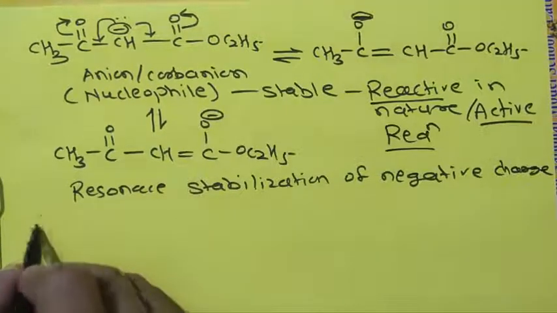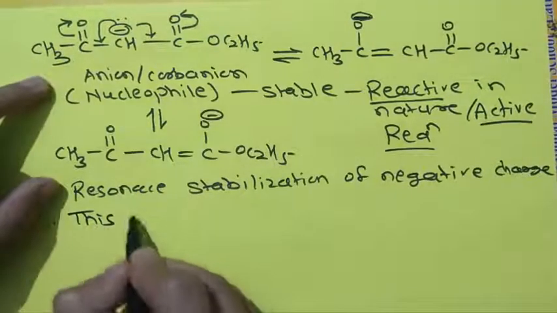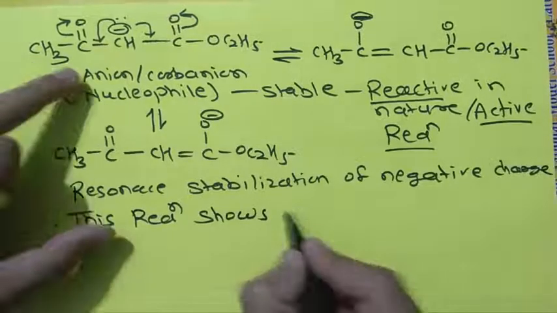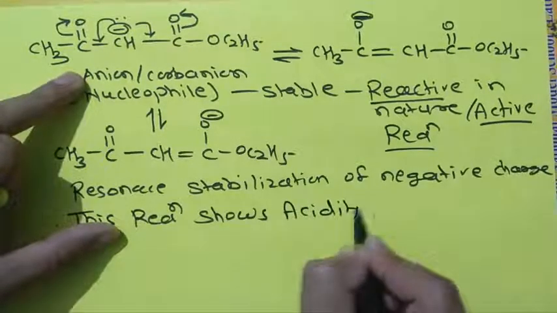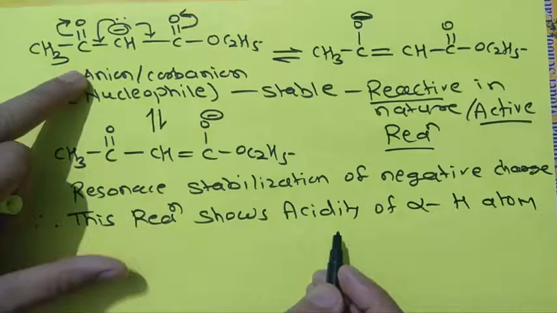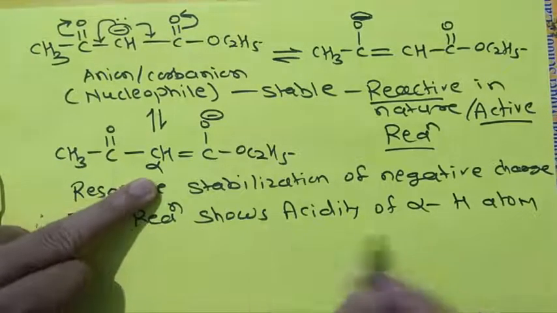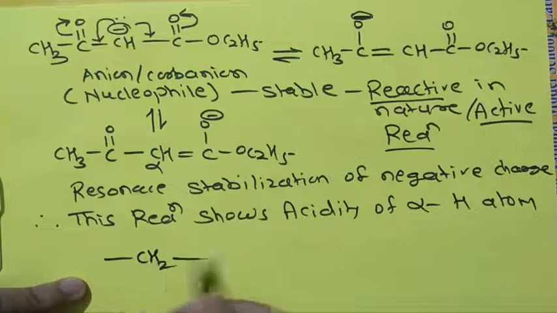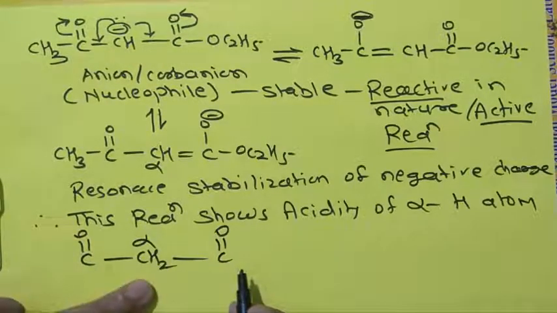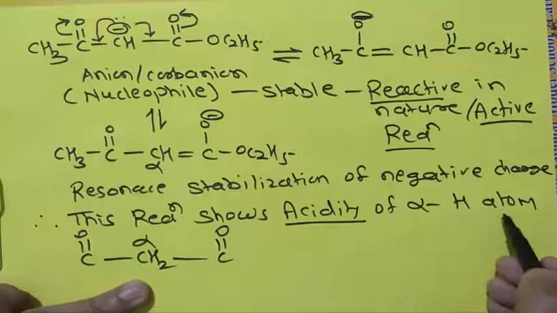Therefore, this reaction shows the acidity of the alpha hydrogen atom. These are the alpha positions. The acidity of the alpha hydrogen means the CH2 group present between the carbonyl groups, at the alpha position, is very acidic. This reaction shows the acidity of the alpha hydrogen atom.